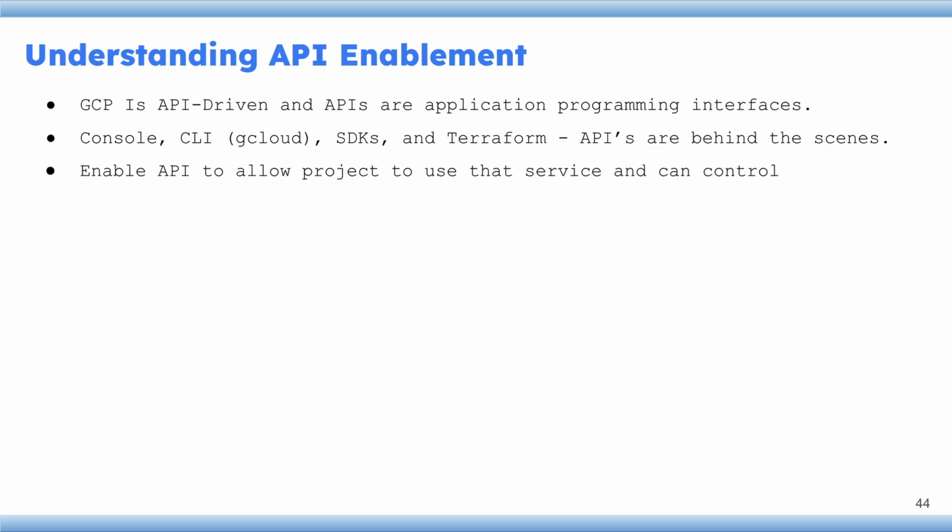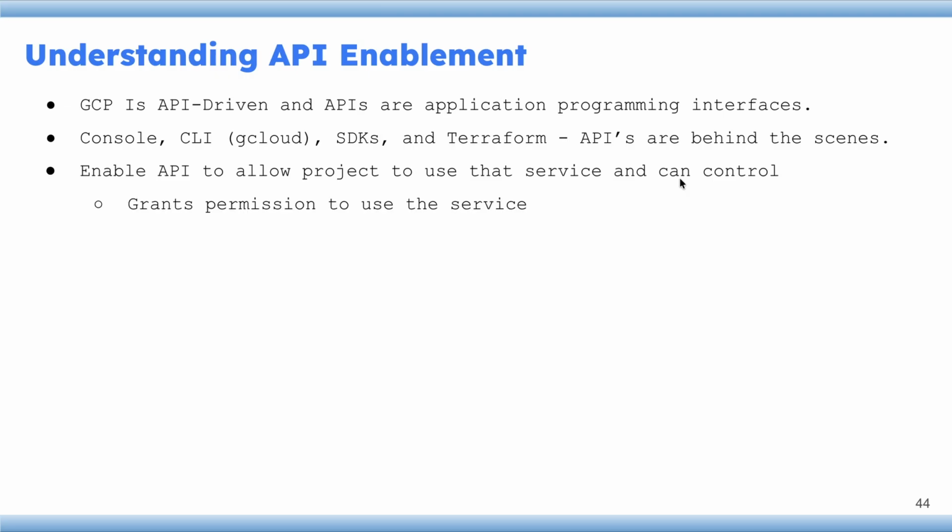Cloud APIs use resource-oriented design principles as described in the API design guide. You enable a GCP service API to explicitly allow your project to use that particular service so Google can control access, security, billing, quotas, and dependencies for that service. So enabling a service API does several things at the project level.